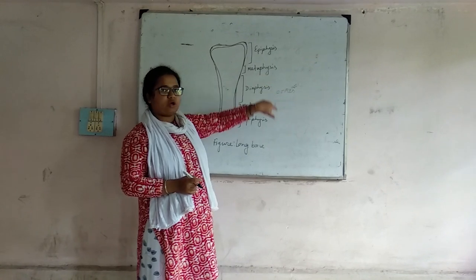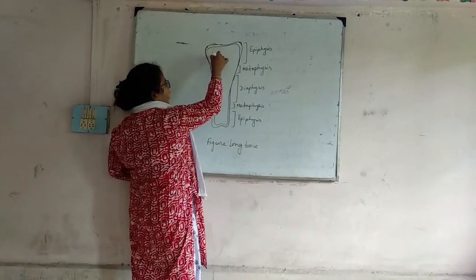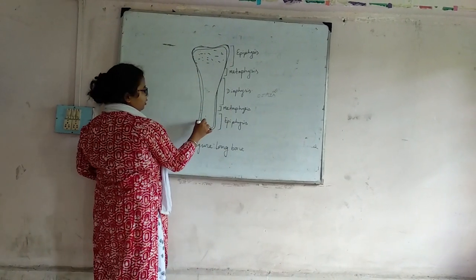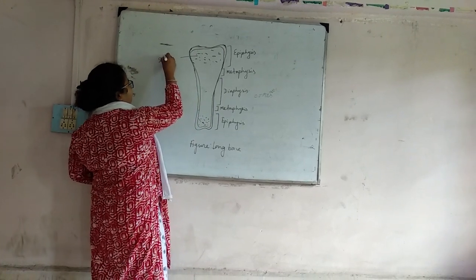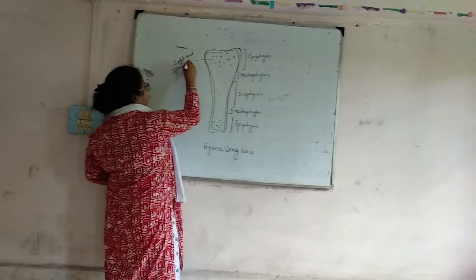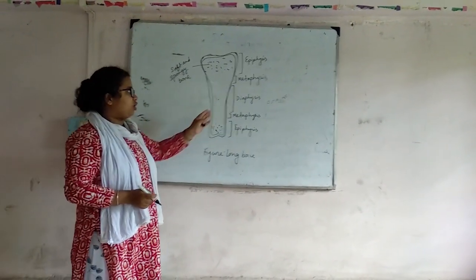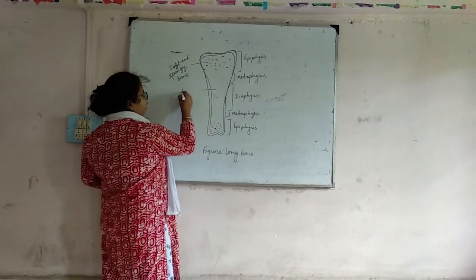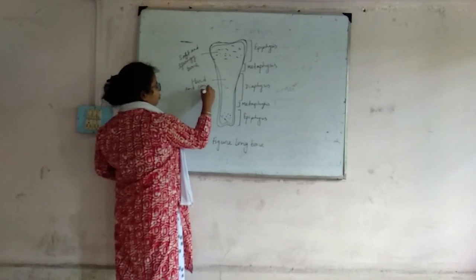So the epiphysis is made up of soft and spongy bone. In this part and this part, the bones are soft and spongy. Whereas the middle narrower part, that is called diaphysis, is made up of hard and compact bone.